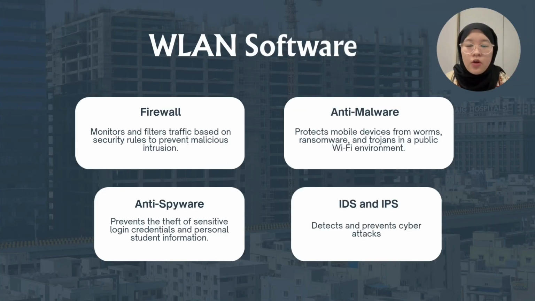This network design also incorporates software defenses such as firewall, anti-malware, anti-spyware, and also IDS and IPS. Firewall monitors and filters traffic based on security rules to prevent malicious intrusion. Anti-malware protects the mobile devices from worms, ransomware, and also Trojans in a public Wi-Fi environment. As for anti-spyware, it prevents the theft of sensitive login credentials and personal student information. For IDS and IPS, it detects and prevents cyber attacks.